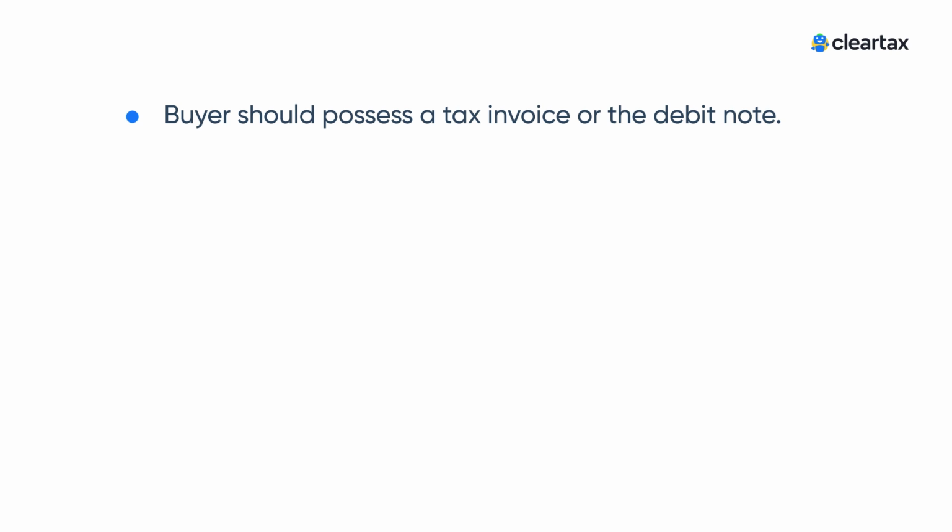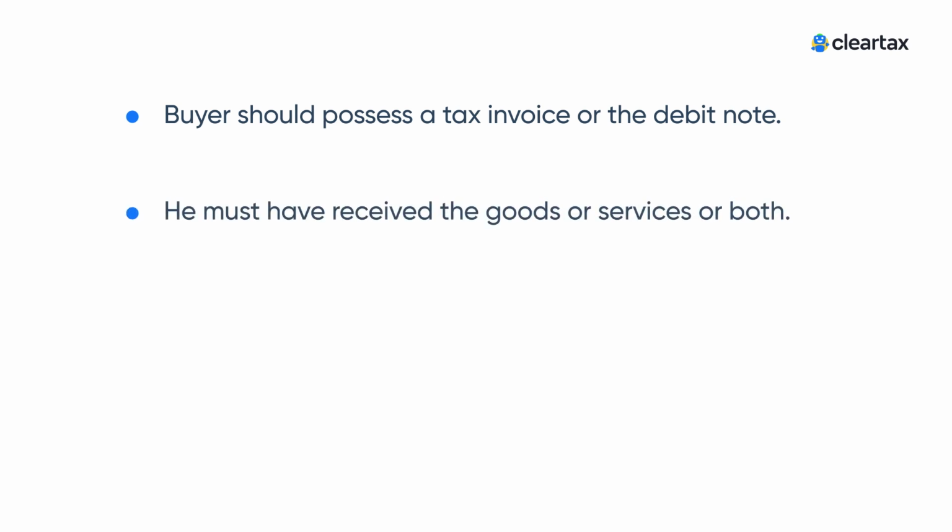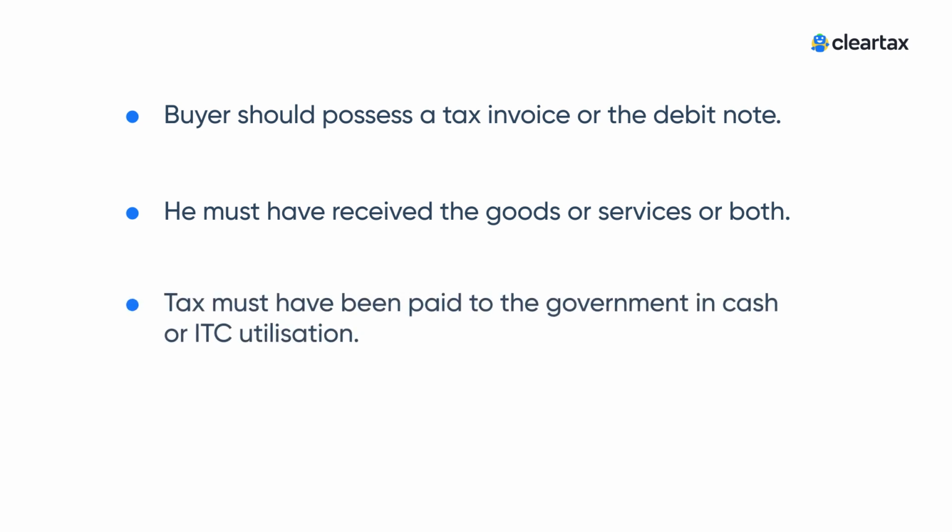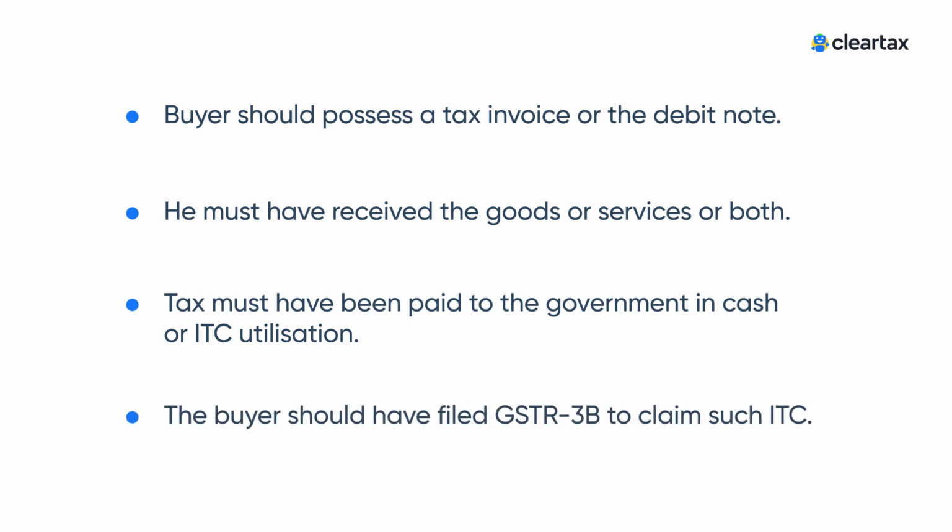Until the new clause AA under section 16 sub-section 2 gets notified, there are only 4 primary conditions that need to be satisfied to claim input tax credit in GSTR-3B as per the CGST Act. These are: 1. Buyer should possess tax invoice or debit note. 2. He must have received the goods or services or both. 3. Tax must have been paid to the government in cash or ITC utilization. And 4. The buyer should have filed GSTR-3B to claim such ITC.